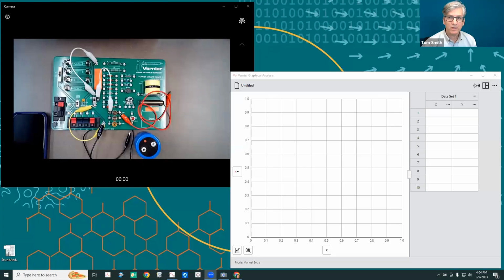I'll go ahead and start sharing my screen and talk about the resistor capacitor lab I have set up. So let's get that going here. Okay, so you should now be seeing a picture of our control, Vernier Circuit Board 2, the second model of it, along with Graphical Analysis set up there.